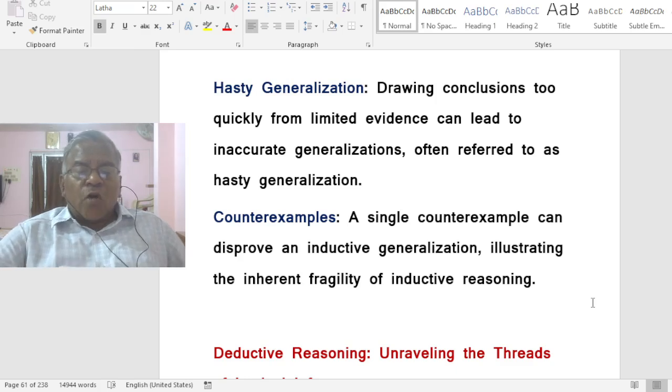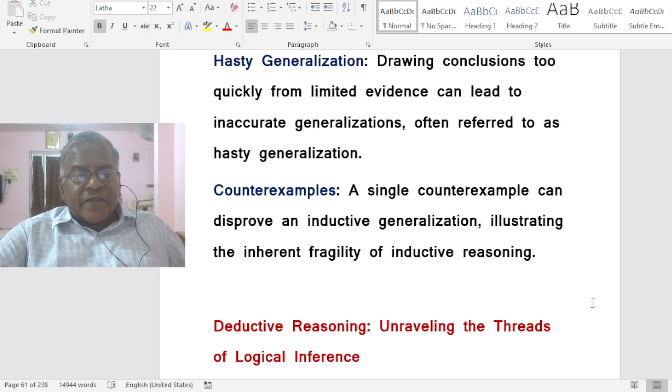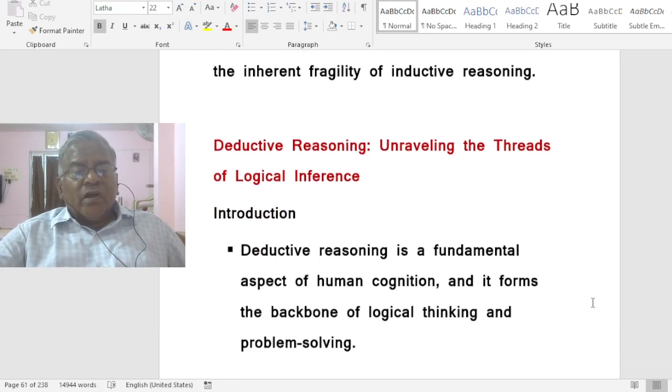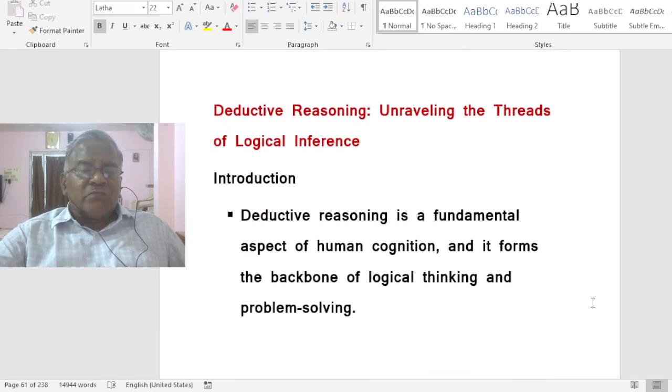Right. Then counter examples. A single counter example can disprove an inductive generalization, illustrating the inherent fragility of inductive reasoning, inherent weakness of inductive reasoning. That is the idea. A single counter example can weaken the inductive generalization. That's called counter example. Now let us understand the meaning of deductive reasoning. So far we were talking about inductive reasoning. Let us talk about deductive reasoning.